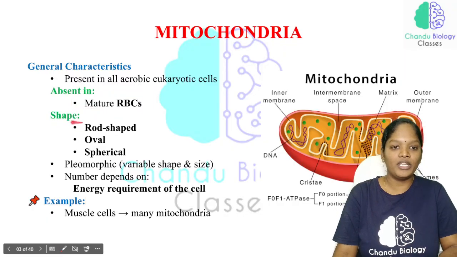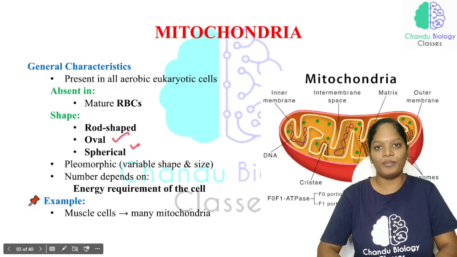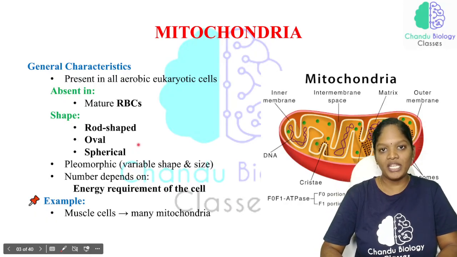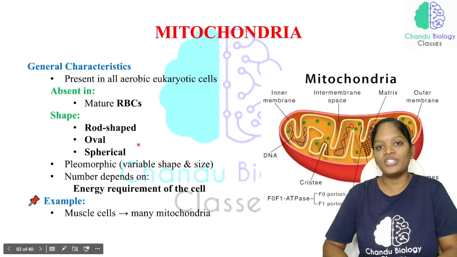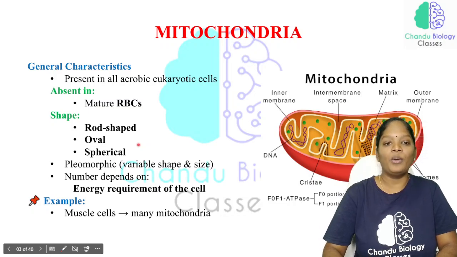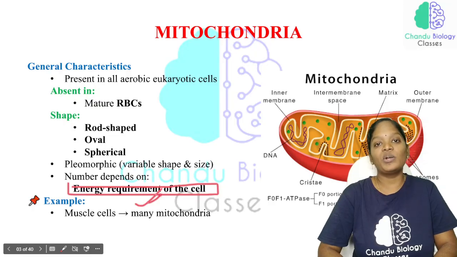This is very important. The mitochondria can be rod shaped, oval and spherical. As it is present in rod shape, oval shape and spherical shape, we can call this a pleomorphic shape, which exhibits variable shape and size. Now its number depends on the energy requirement of the cell.